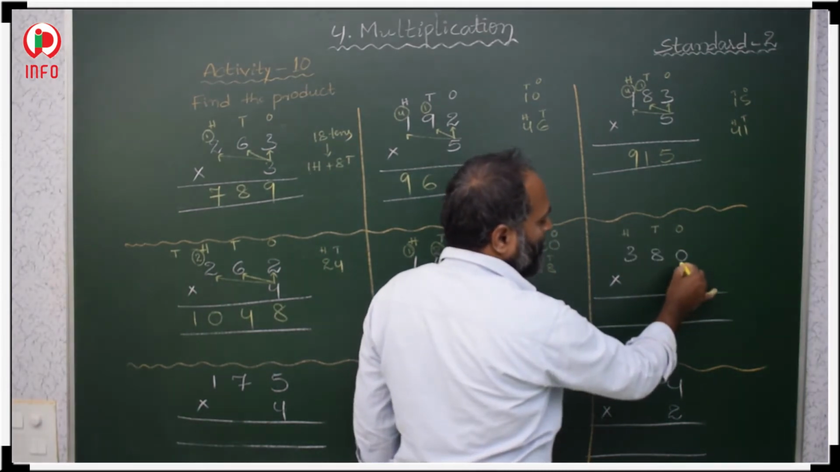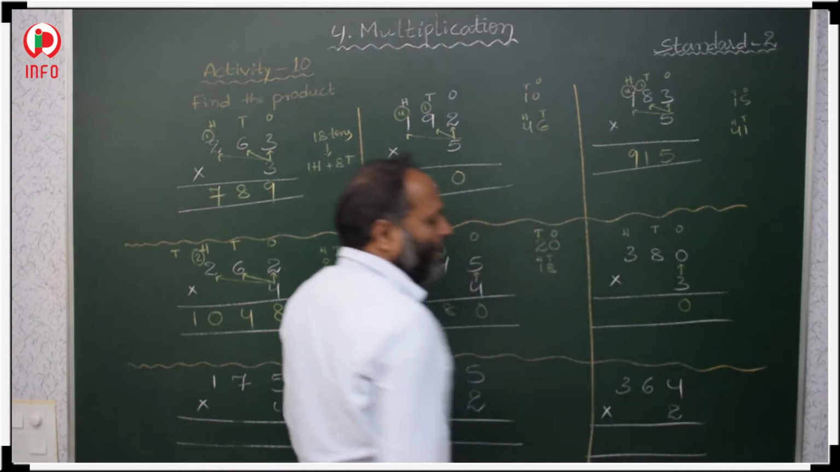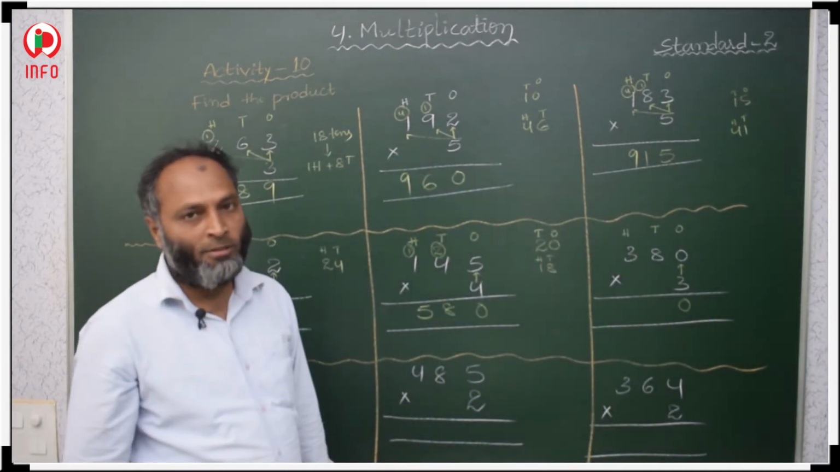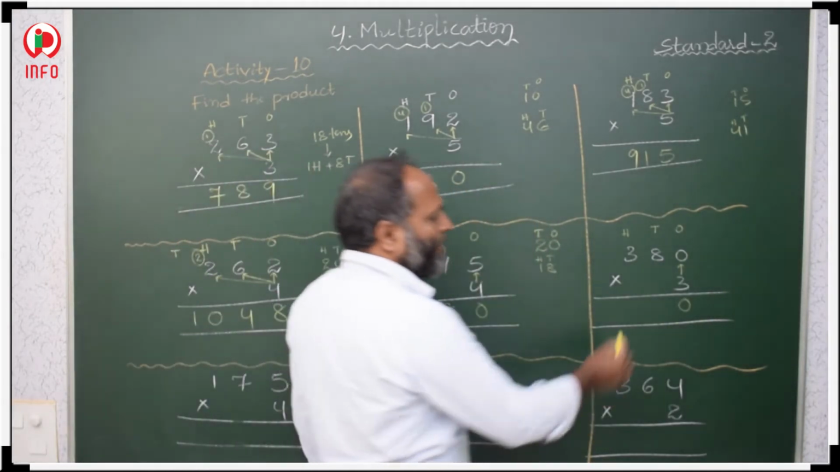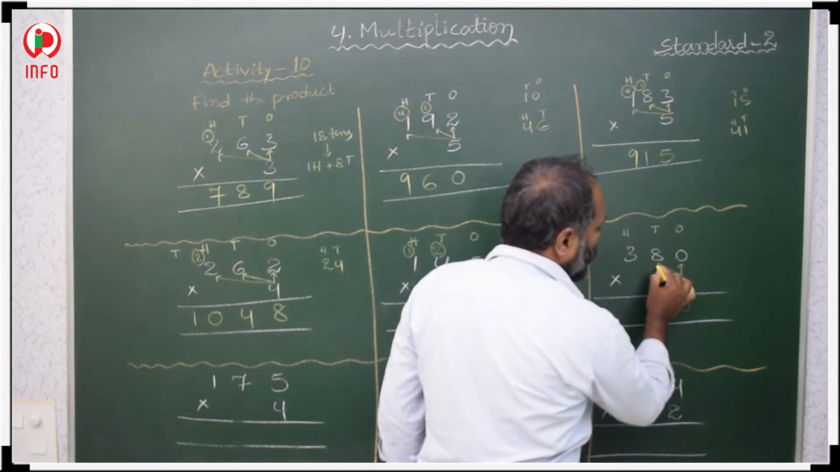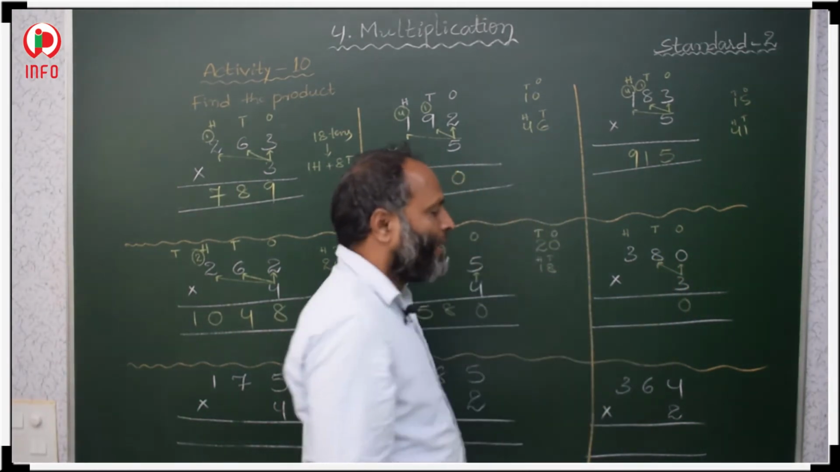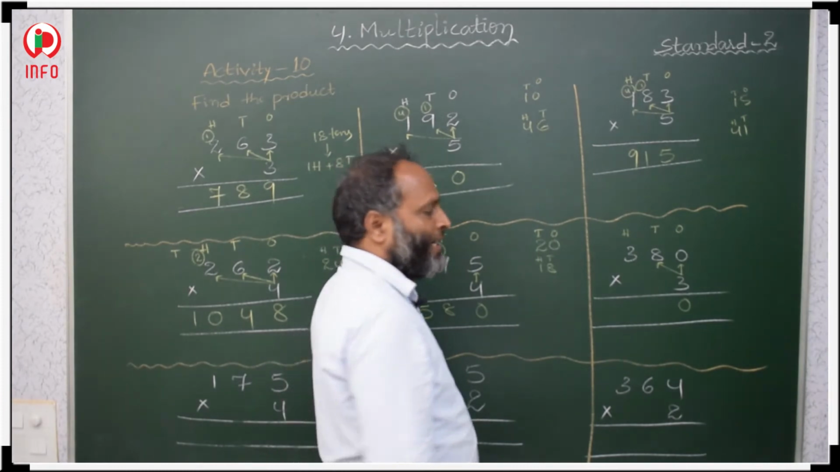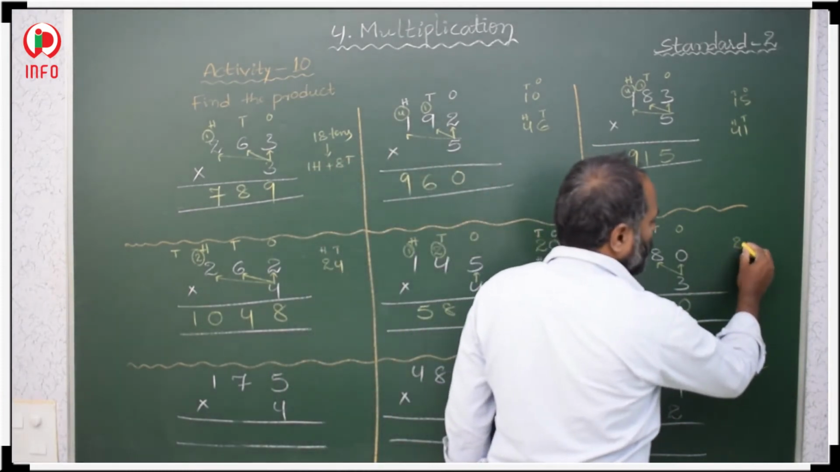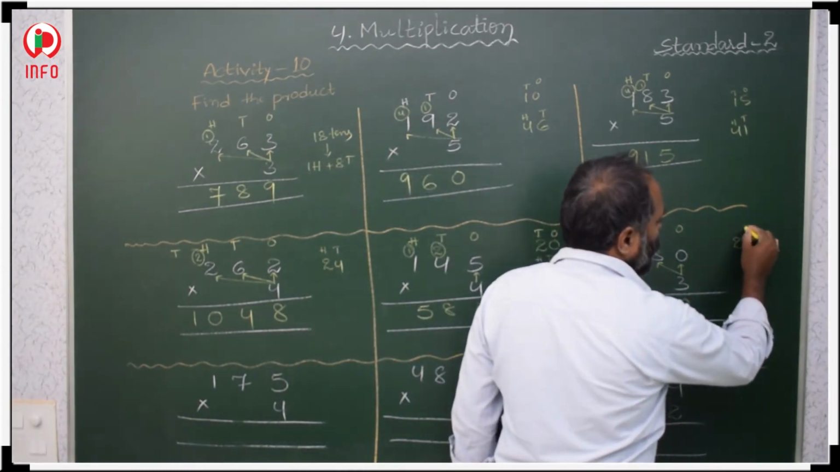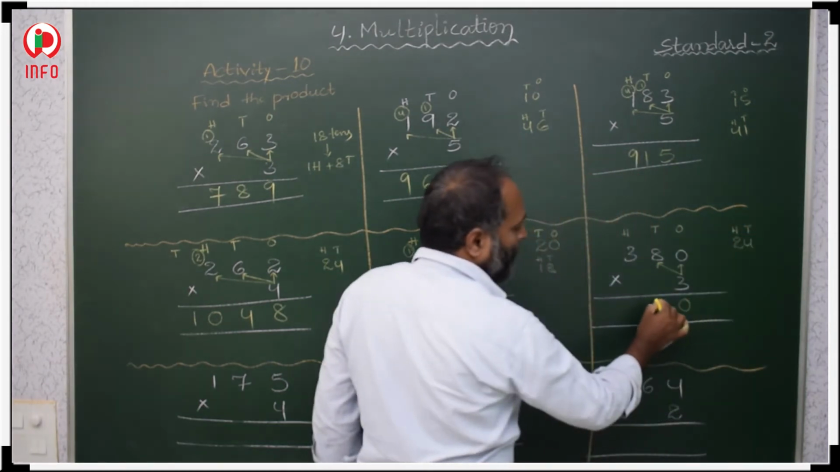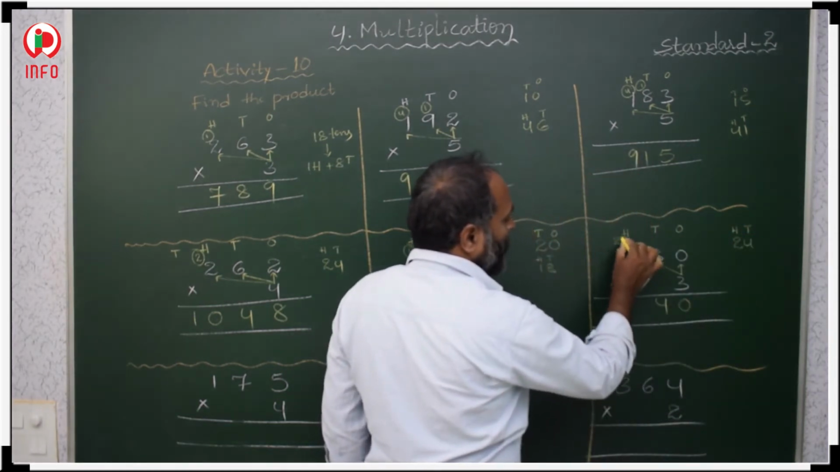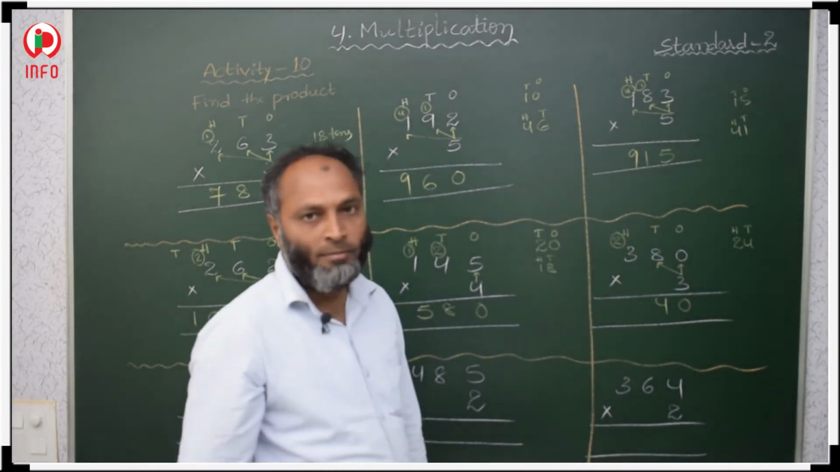Now, ones, tens and hundreds. First ones place. 3 zeros are 0. If any number is multiplied with 0, then answer is 0. Then 3 8s are in tens place, multiply with tens. 3 into 8 tens. 3 8s are 24 tens. 24 tens means 4 tens, 2 hundreds. 4 in tens place, 2 carry over on hundreds place.